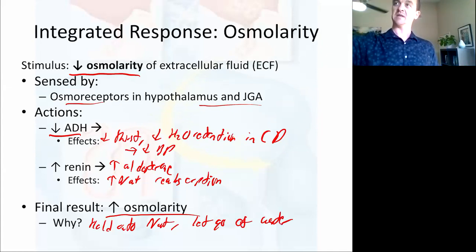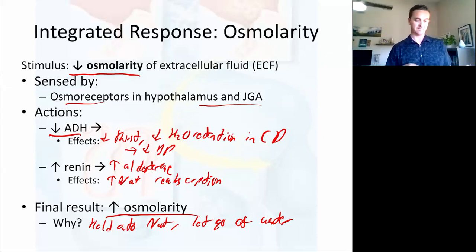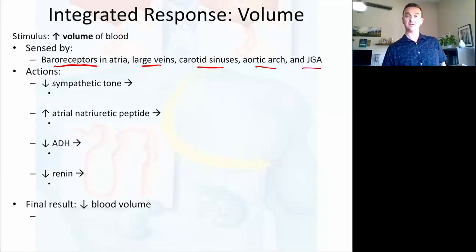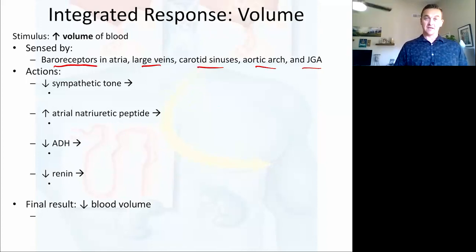And those are the two osmolarity driven ones, but now we have two that are volume related ones, okay? And we've got to add in two other factors now when we talk about volume. And so if we have an increase in volume of the blood, okay, so we just got too much blood volume now, this is going to be sensed by baroreceptors in the atria, okay? Also sensed by the large veins, carotid sinuses, aortic arch, and again, juxtaglomerular apparatus. Okay, so then the actions here, we decrease sympathetic tone.